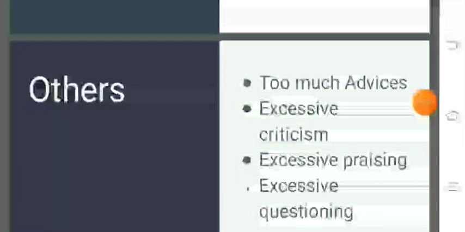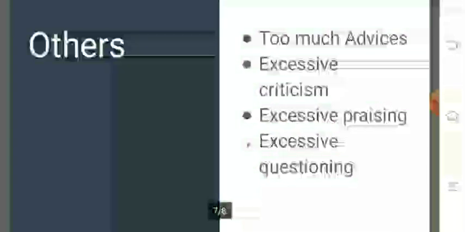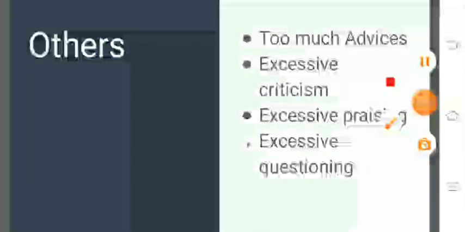We also discuss some other barriers: too much advice, excessive criticism, excessive praising, excessive questioning. These excessive advice, criticism, praising and questioning also have a negative impact. So the teacher should keep a balanced way. If the teacher maintains a balanced way in advice, criticism, praising and questioning, then the effective communication with the students will be in a good manner.